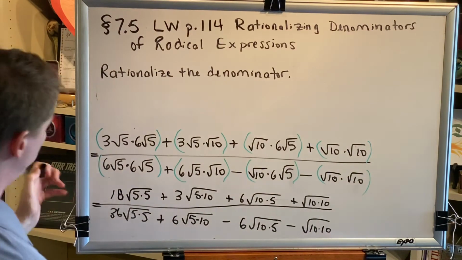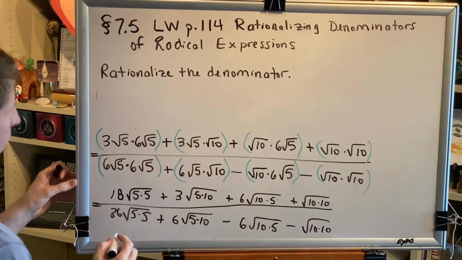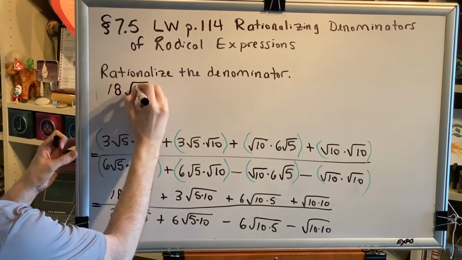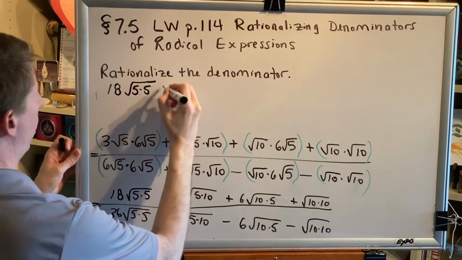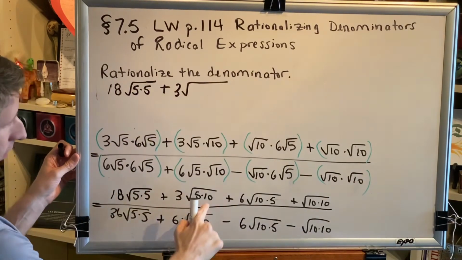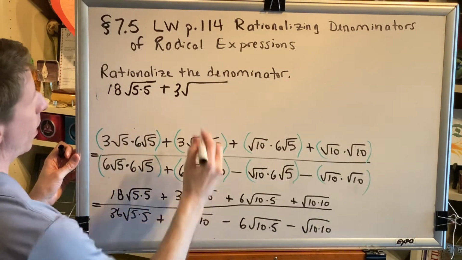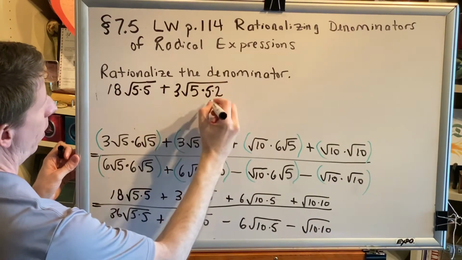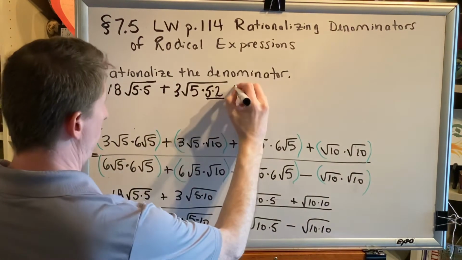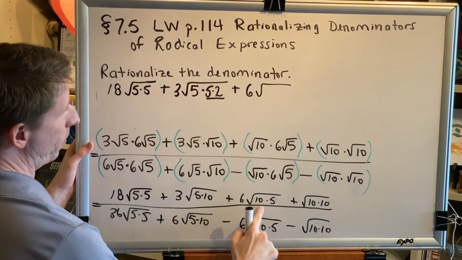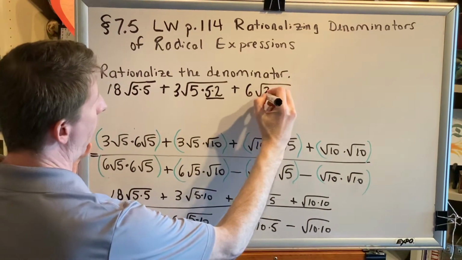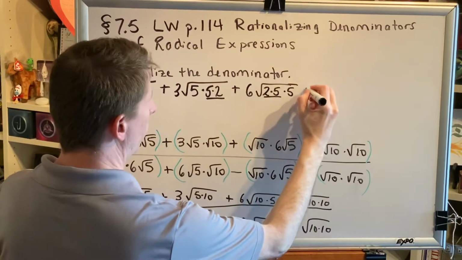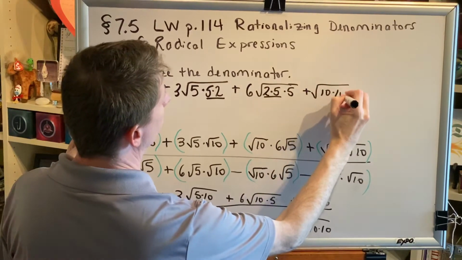minus square root of 10 times 10. Okay. Now we're going to go back to the top here. So we have 18 square root of 5 times 5 plus 3 square root of 10, which can be rewritten as 5 times 2. That's the 10 right there. Plus 6 square root of, I'm going to do the same thing here. This 10 is going to be written as 2 times 5. That's the 10. Plus square root of 10 times 10.